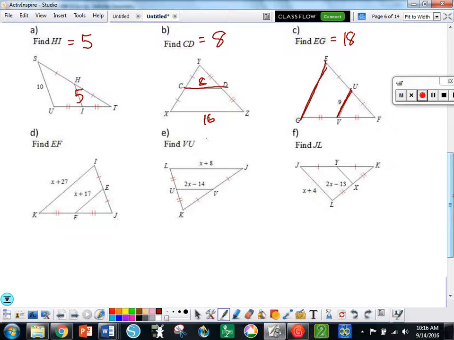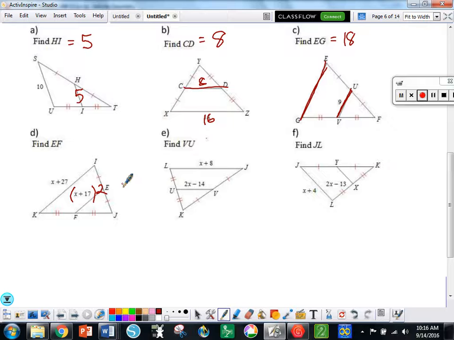So how is EF related to IK? How big is it compared to the base? EF is half as big. So what would I have to do to EF to get the base? If I want to know how big the base is, I have to take the half and double it. I know that you guys are so ready to be done.